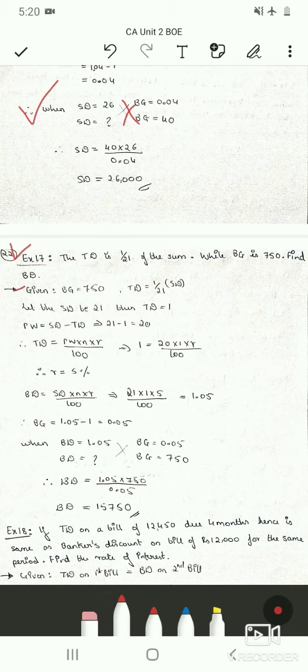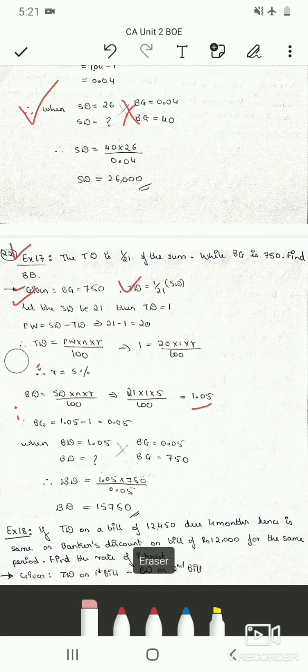So banker's gain is given 750, true discount is 1 by 21 of sum due. So assume sum due to be 21, then what will be the true discount? It will be 1. So now find out the present worth and then substitute it in the true discount to get the rate of interest. Once you get the rate of interest, then substitute in the formula of banker's discount, find it and get the banker's gain.